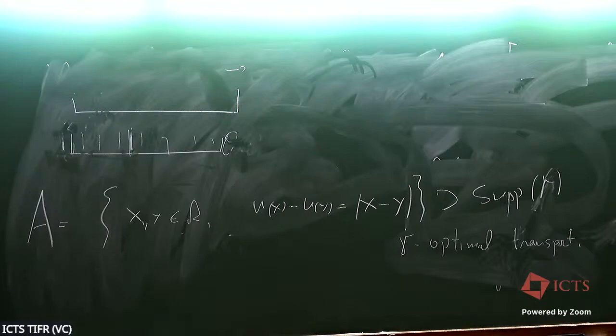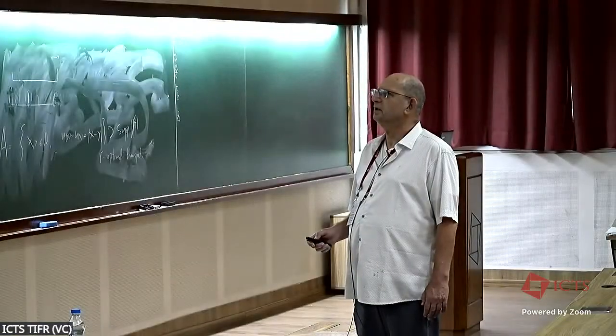So we want to see if we can define a map almost everywhere, on which the support of gamma lives. Let's see what we can say now.